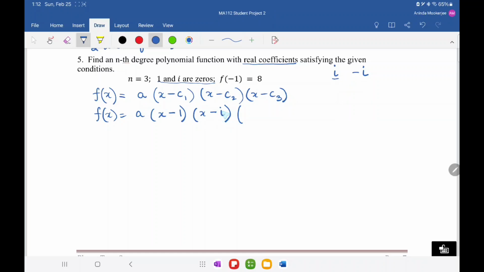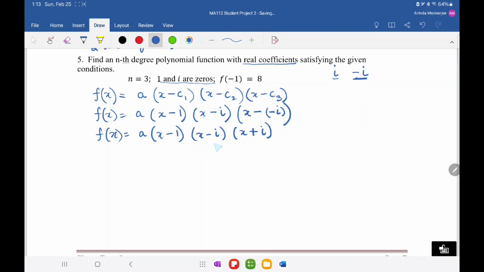So since we already put in i for c sub 2, I'm going to replace c sub 3 with negative i. So it's going to be x minus, and then c sub 3 is minus i. So minus and minus i is a plus i. I'm going to rewrite that. Again, I'm going to show every step here, and you should also, when you are working on these problems on the tests. So x minus 1 times x minus i times, minus minus is a plus, so the last factor is x plus i.